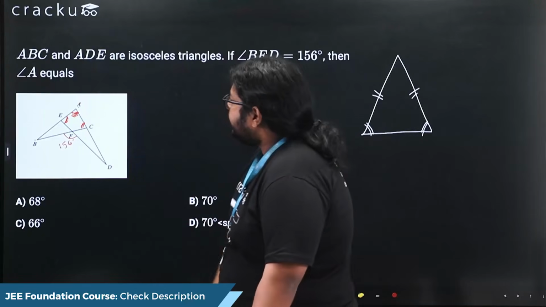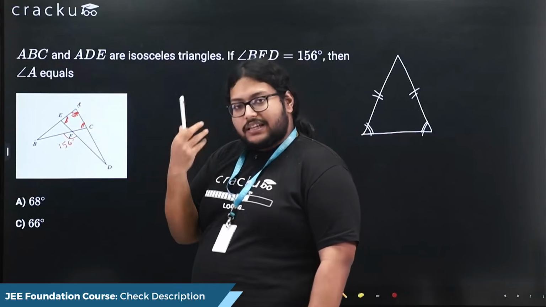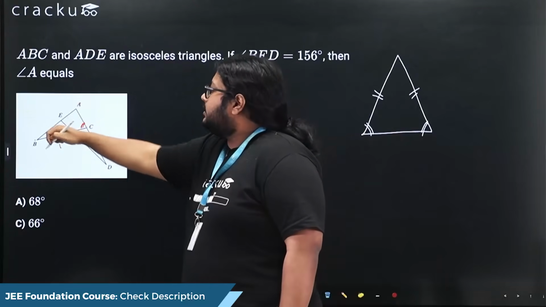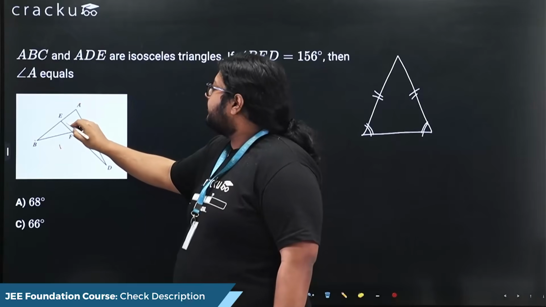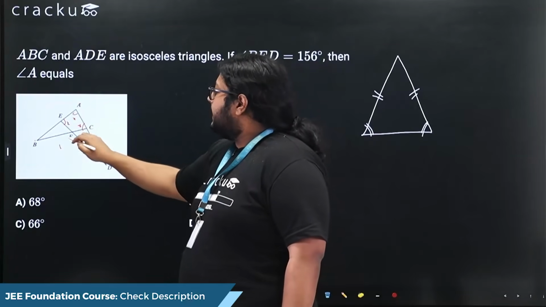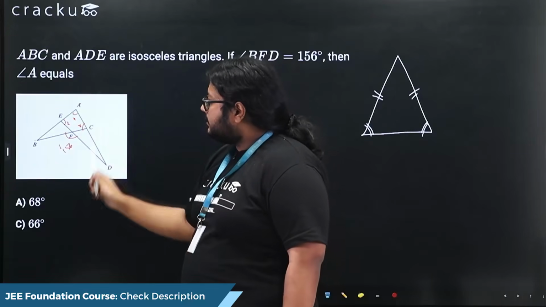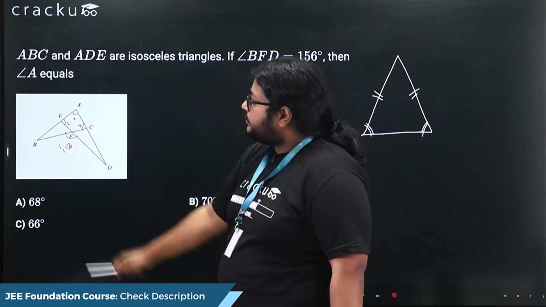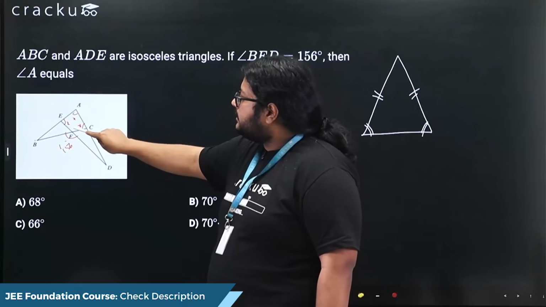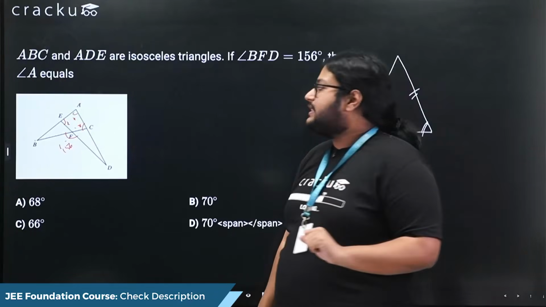So what do I get? In this figure, three angles are equal. Let's say all three of them are basically x. And this one is 156. And what is this? These are two lines, so if this is 156, this one is also going to be 156. Why? Because they are vertically opposite angles.